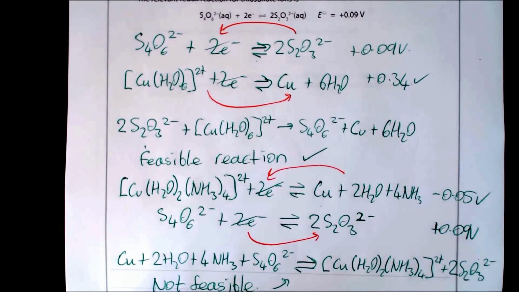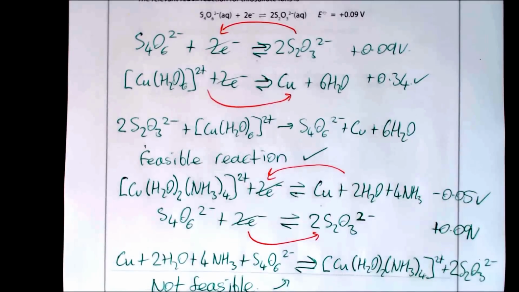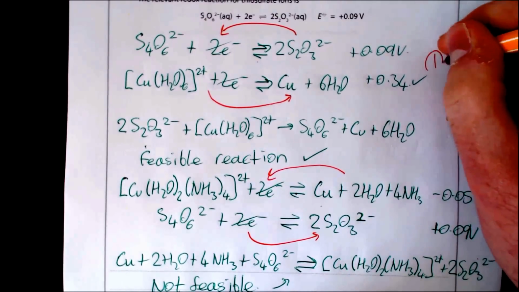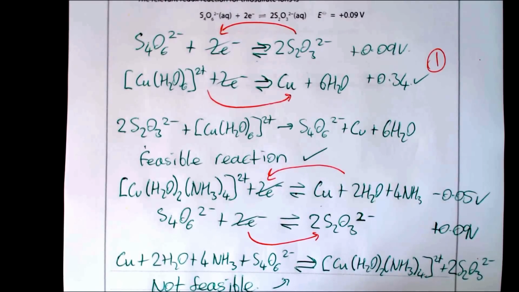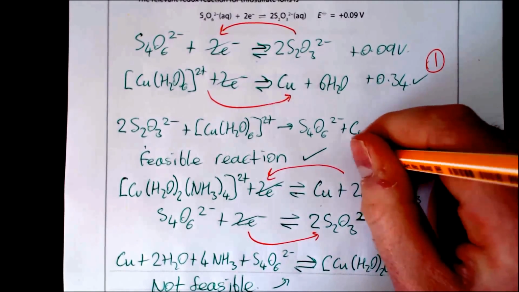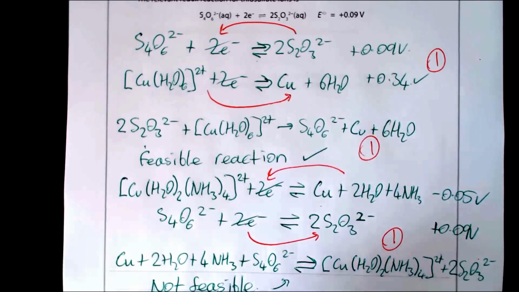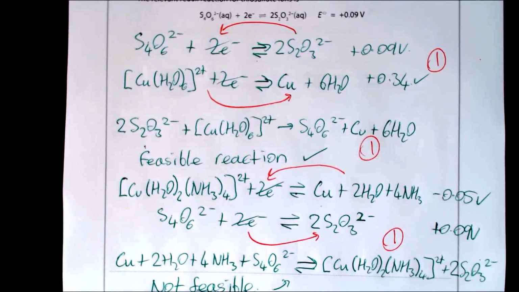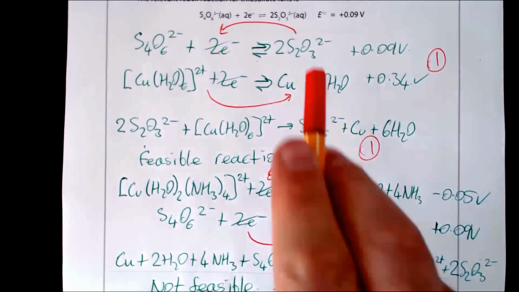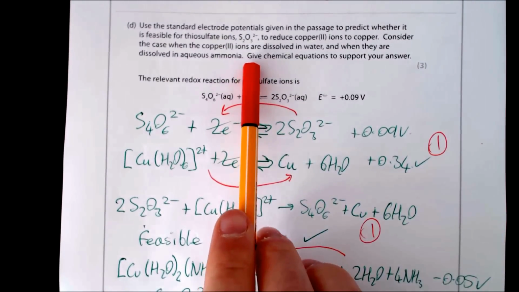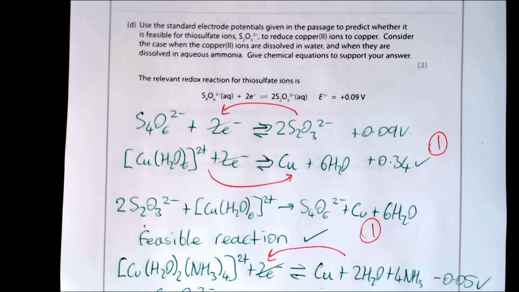Okay, so there we go, and you get 3 marks for that. You get 1 mark for writing down your 2 equations here. You get 1 mark for saying that it's actually feasible, and then you get 1 mark for saying that this one isn't feasible, but you are still showing your equations. It is important that you show your equations as well, because it does say right at the start here, if I just pull this down, it does say give chemical equations to support your answer.